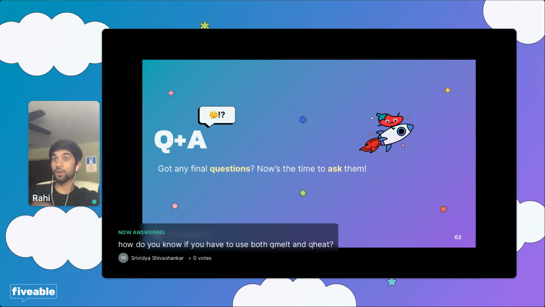Like Q equals MC delta T. There is a delta T occurring, right? But since there's no temperature change in Q melt, that's why we use delta H times the number of moles. So you use both.